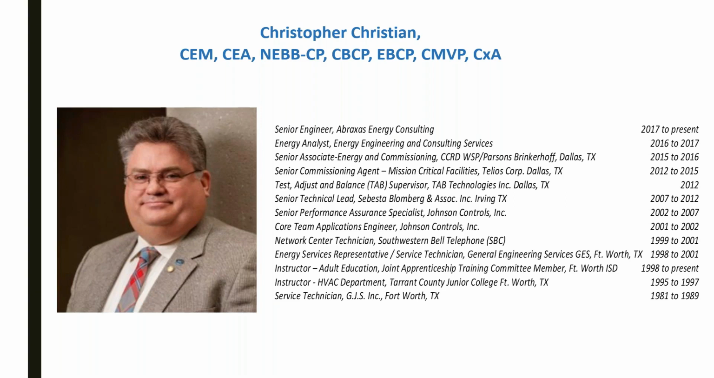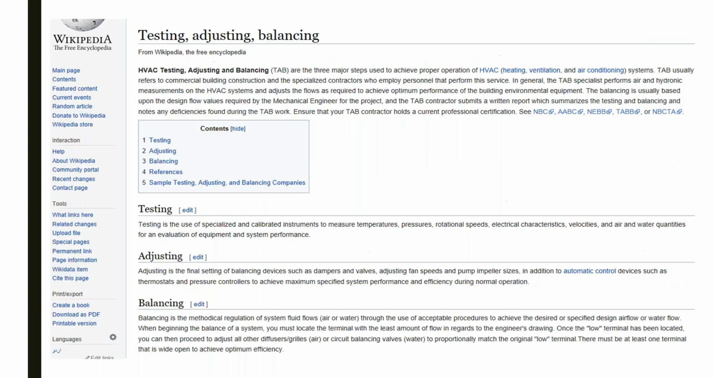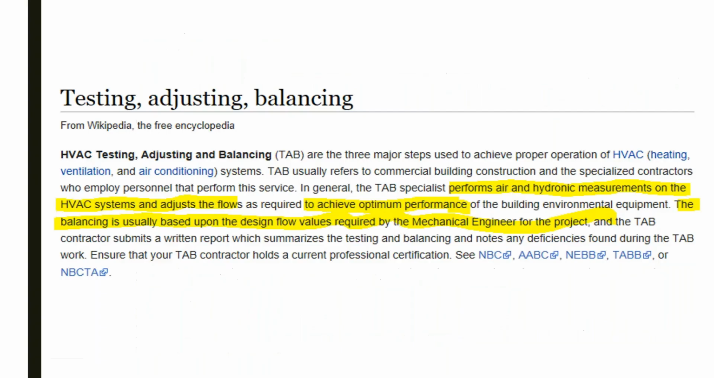So what I wanted to do is start with the basics, and it will be my imperfect knowledge of TAB. This is from Wikipedia. I'm not going to read it. Don't you read it. But basically, if you look up TAB, what exactly is TAB? It's testing, adjusting, and balancing. Okay, we got that part. That part makes sense, kind of.